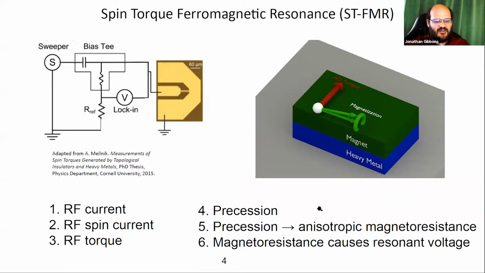It drives that layer into precession, and that precession creates an oscillating anisotropic magneto-resistance. And when the resistance is oscillating at these RF frequencies, you have a resonance between that and the applied current that generates a DC mixing voltage, which we can measure via a lock-in. And this DC mixing voltage is resonant as we sweep the field, and thus the precession frequency of the magnet, through the applied frequency direction.